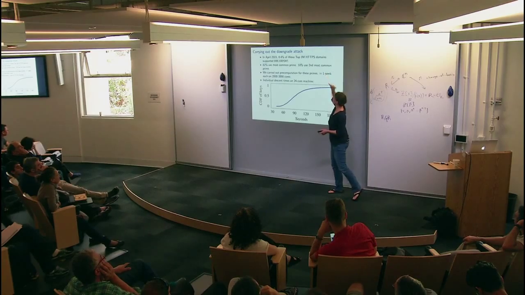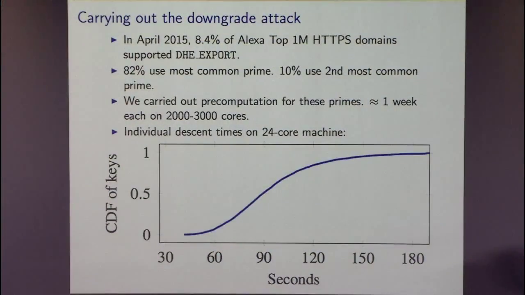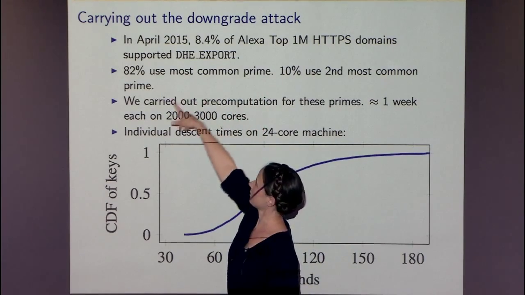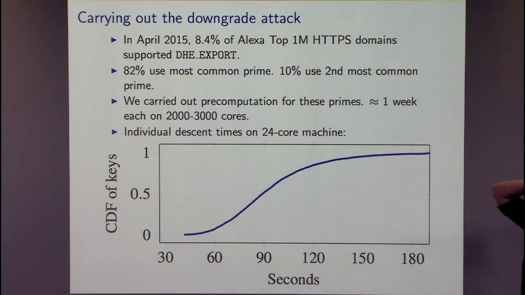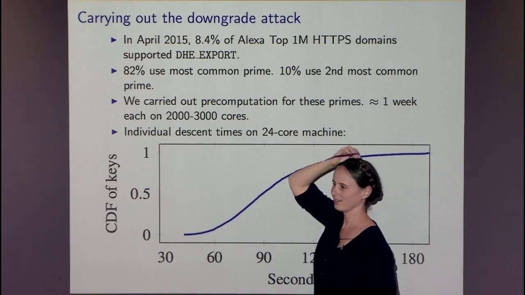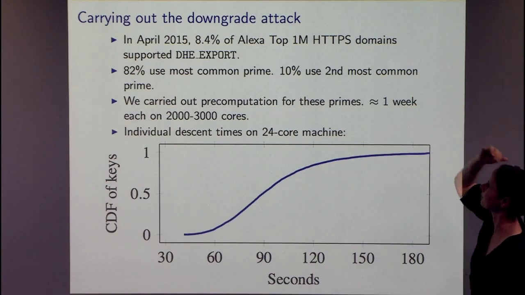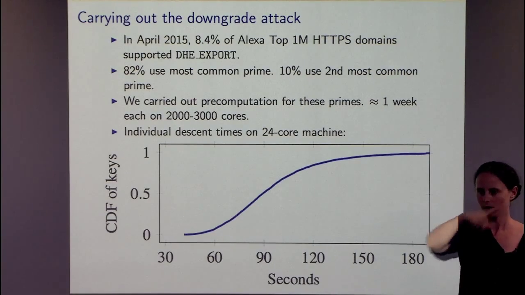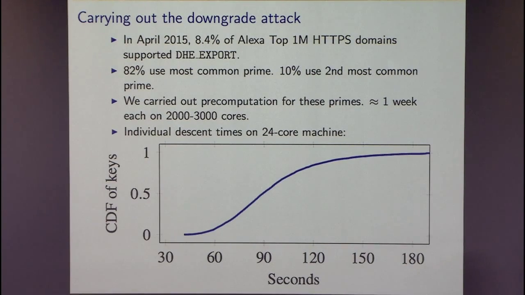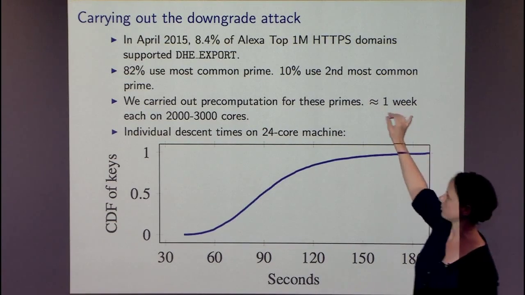Right, okay. So to carry out the attack, we need to do pre-computation for the primes. So you can ask how many pre-computations we need to do to attack everybody on the internet. The most common prime is used by 82% of the servers that supported export-grade crypto, so you get a lot of bang out of your 1 week of computation there. The next most common prime is 10%, and then there's a long tail of distributions again. I had this before, 1 week on each 2,000 to 3,000 cores.